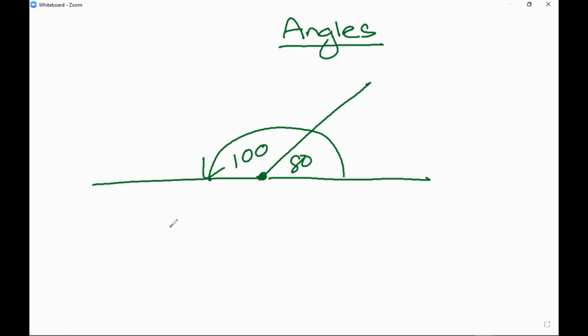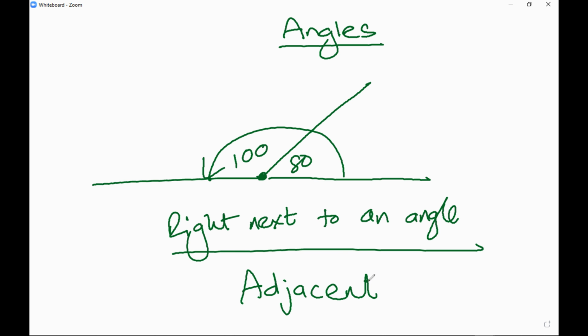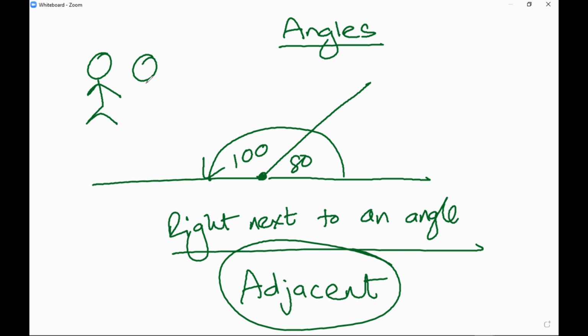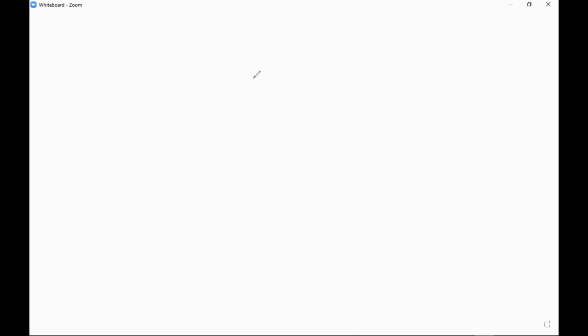What's another word for right next to an angle? That's adjacent. How do you spell that? ADJACENT. Adjacent means right next to. So if this guy is standing over here and this guy is standing next to him, he is adjacent to him. So that's what an adjacent angle is. We've got adjacent angles, acute angles, obtuse angles.